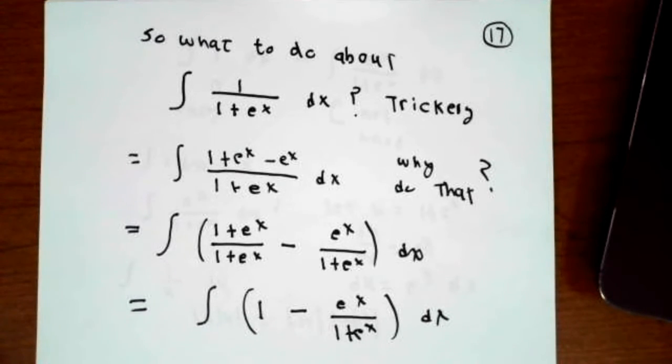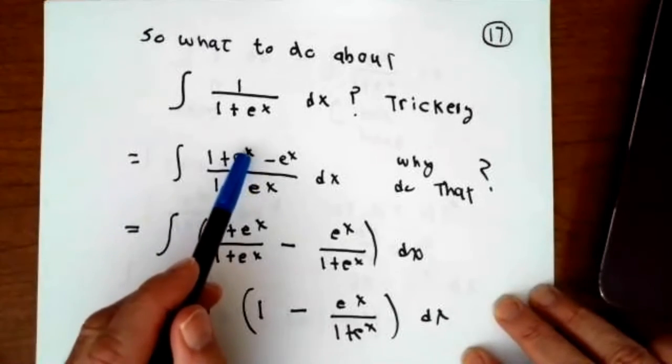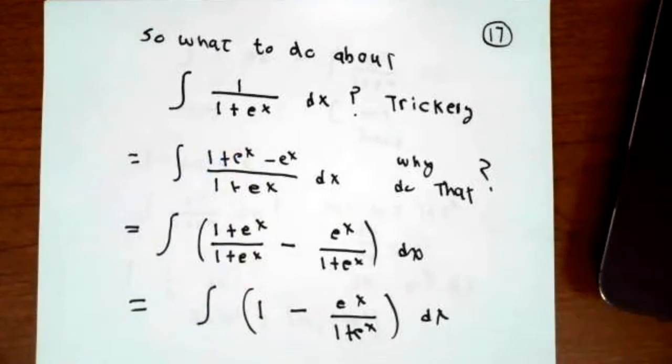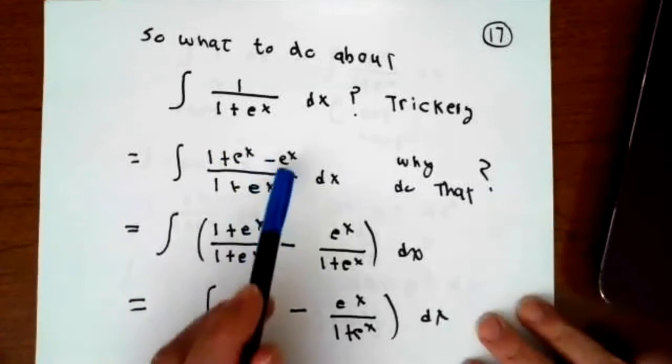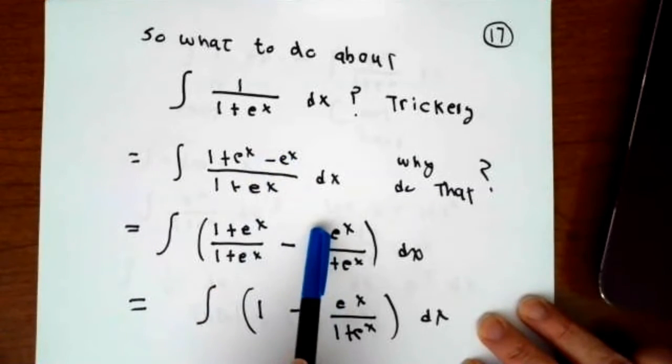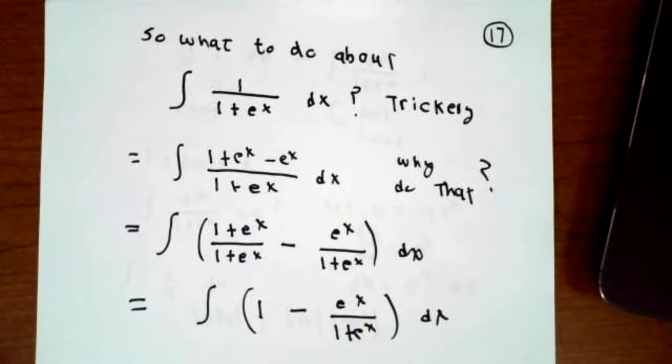The 1 in the numerator, you could write that as 1 plus e to the x minus e to the x. This is the old add and subtract trick. Why would we want to do that? Because of the way fractions work, this is going to be this number, 1 plus e to the x over the denominator, minus this number, e to the x over the denominator.